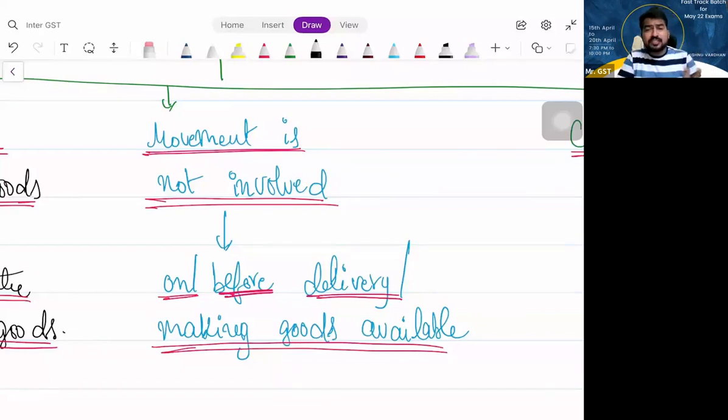First, we have to discuss the provisions, then we have to go to the problems. So today our agenda will be, first we'll discuss the provisions, then we'll discuss completely the problems covering all the possibilities. Clear? So now second possibility is movement of goods not involved. When you should raise the invoice, on or before delivery or making the goods available. Clear?